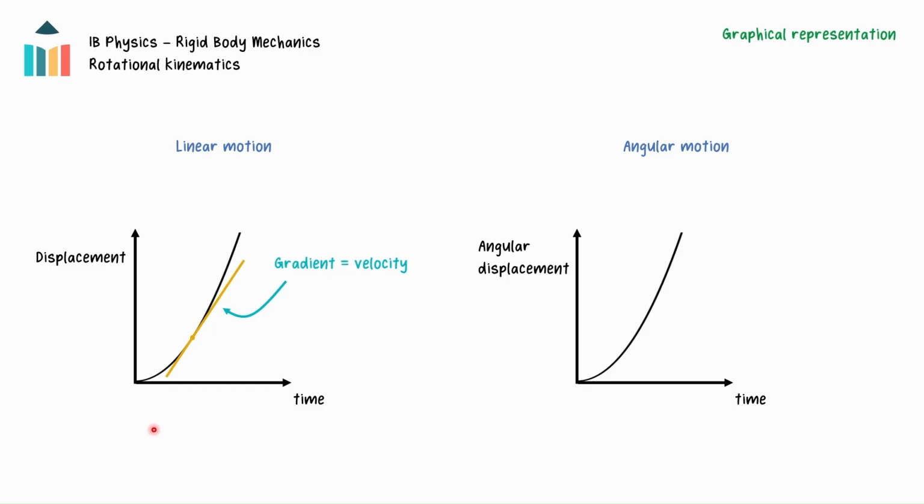On the right is the equivalent angular displacement time graph. Here, the gradient represents angular velocity. When angular acceleration is constant, the curve is also quadratic, and it steepens in the same way. The steeper the quadratic, the faster the rotation. These particular curve shapes arise when acceleration, whether it's linear or angular, is uniform.